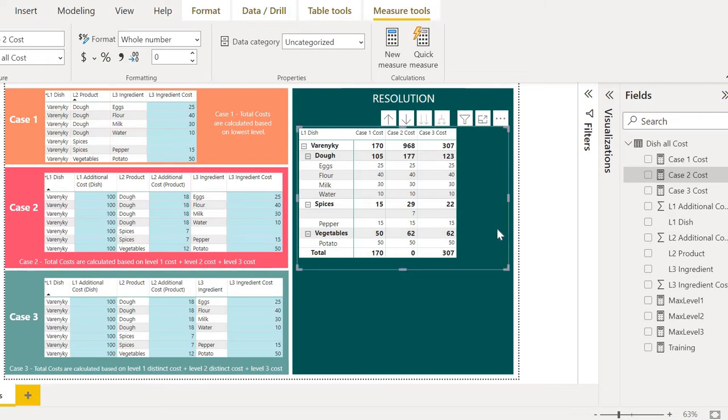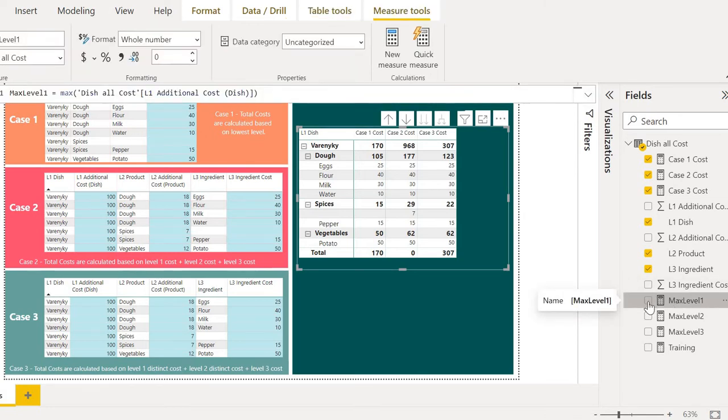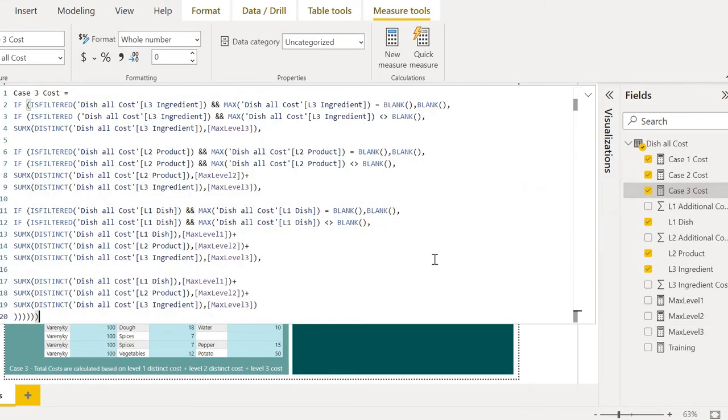So we can use case 3. For it, we will create another measure and find the maximum value for level 1, the maximum value for level 2, and the maximum value for level 3. And the final formula would be the following.